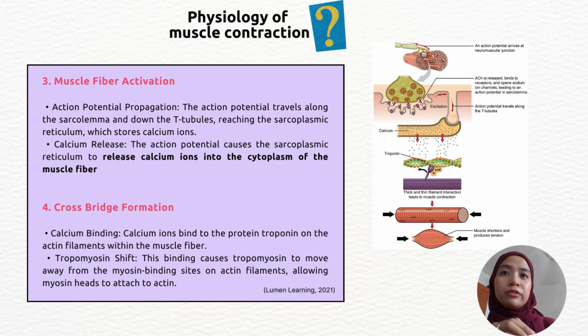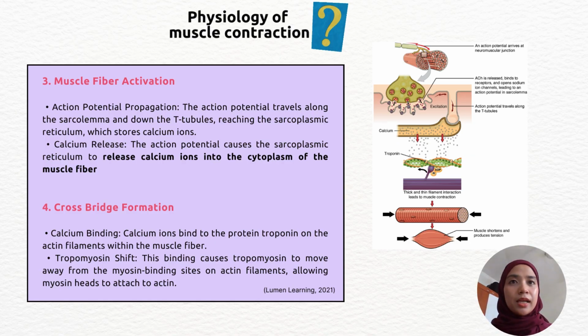And then the process begins in cross-bridge formation because calcium ions will bind to the protein troponin on the actin filaments within the muscle fiber. This binding will cause the tropomyosin to move away from the myosin binding sites on the actin filaments, which will allow myosin heads to attach to the actin.